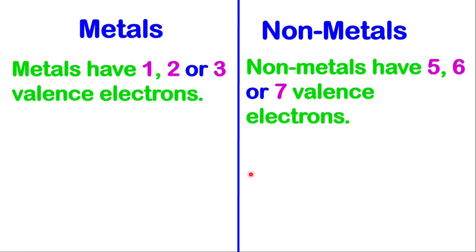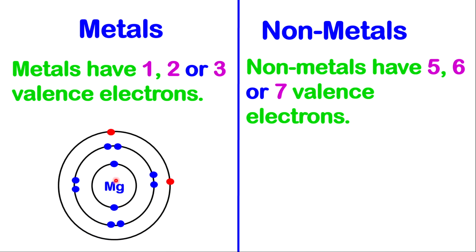Now, very important to note in terms of classifying metals and non-metals is that metals have 1, 2, or 3 valence electrons, while non-metals will have 5, 6, or 7 valence electrons. So take, for example, magnesium that has 12 electrons. I am displaying the valence electrons in red for ease of viewing and also understanding. The first shell has 2 electrons, the second shell has 8, and the last shell has 2. Therefore, since there are 2 valence electrons, magnesium is a metal.